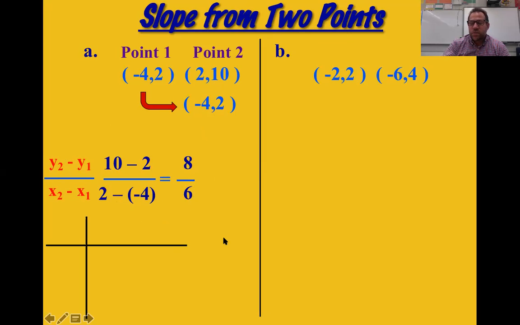Now we need to simplify. We're going to divide by 2, taking a 2 out of the top and the bottom, so that becomes 4/3. Now I'm going to graph this really quickly so you can see this. The first point we said was at (-4, 2). This isn't exactly at (-4, 2); I'm just showing you a point down here. And then this was at (2, 10).